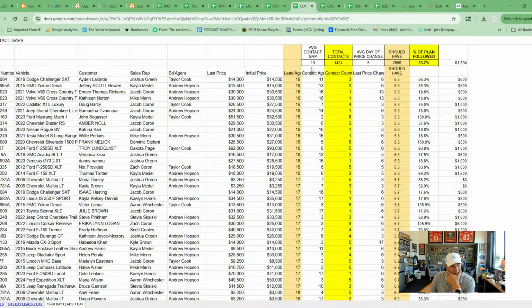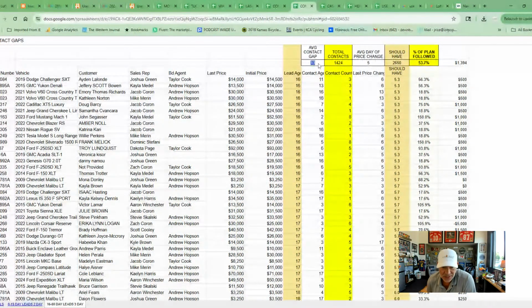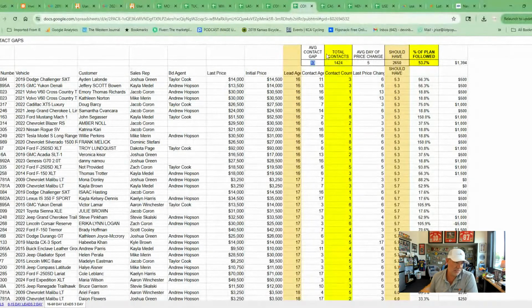On their older leads they have a 13-day gap. They're calling about every other week. It seems like they should have done 2,600 contacts, but only did 1,400, which is only 54% of the follow-up that we should have done. And the average price change has been 5 days, and it cost me $1,400. So for every 5 days, think about that.